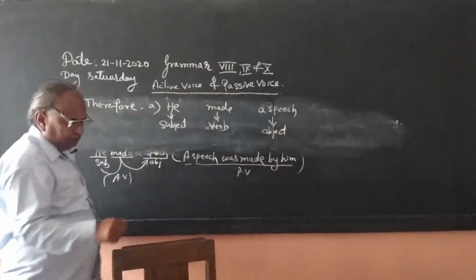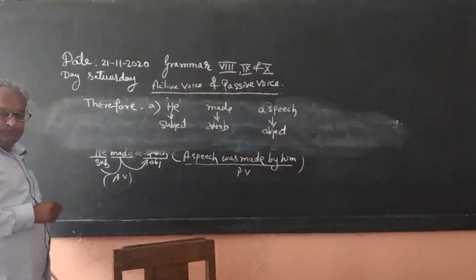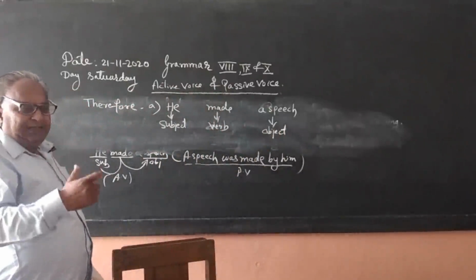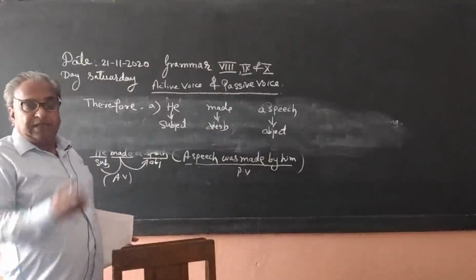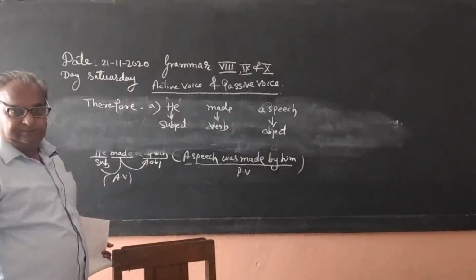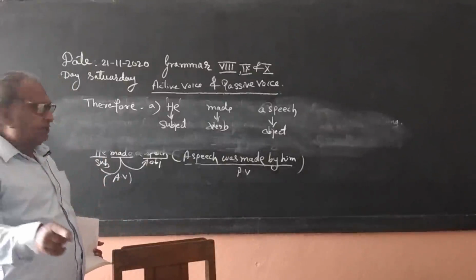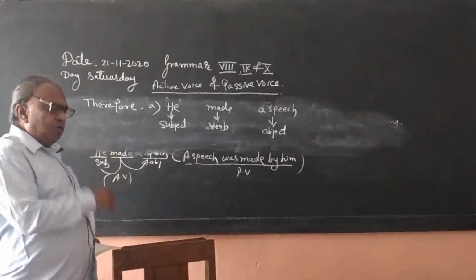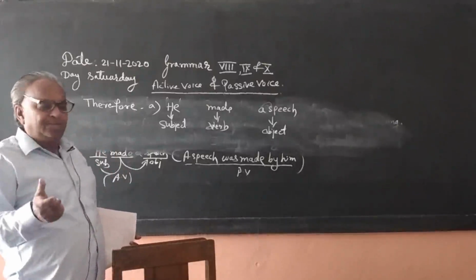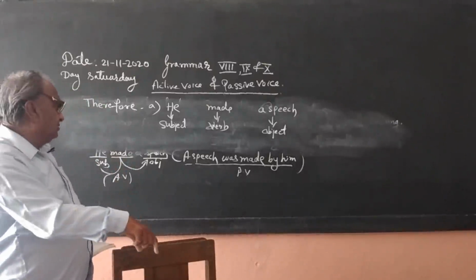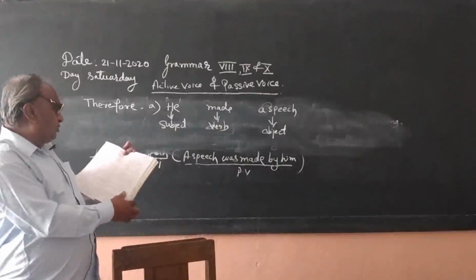Hence we have learned that for active voice, passive voice, the verb should be transitive verb. Subject and object is necessary. Subject and object is very necessary to convert the active voice into passive voice or vice versa, means passive voice to active voice. I think you all have understood this.